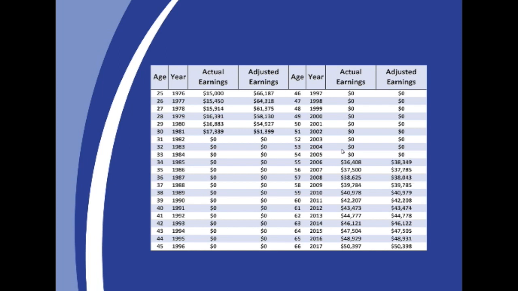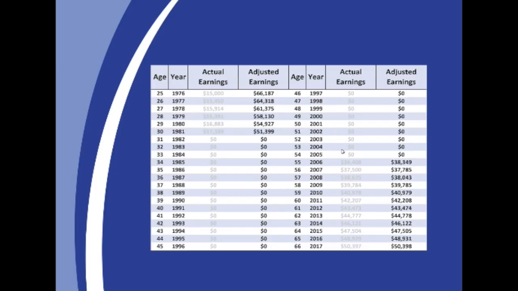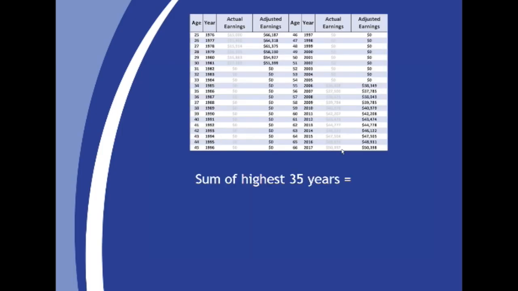And you can go on through here and see I've actually added the adjusted earnings in here from the Social Security tables. And those are the numbers that the Social Security Administration is going to use when they're moving to step 2, which is to calculate the averaged index monthly earnings. They'll also refer to that by its acronym AIME. So they'll take all of the adjusted earnings and they will sum up the highest 35 years.